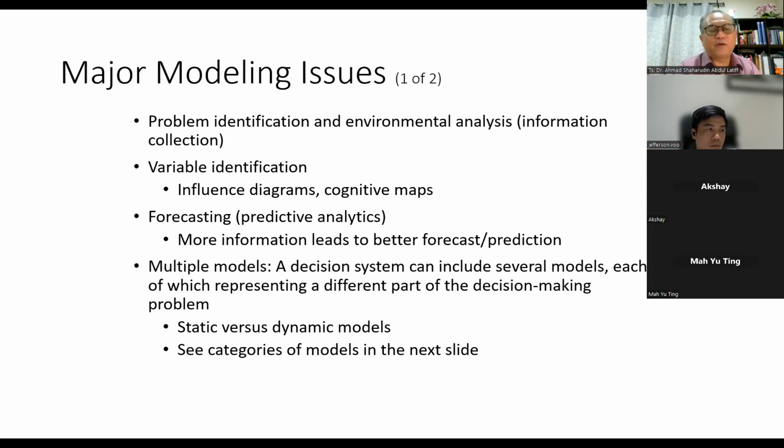And then from getting more information, you can lead to better forecasting. More information on the variables means that you can see, okay, this happened, this will happen, or there is a relationship between this variable and another variable, so you can predict. You can have several models to predict these variables. Then we call it multiple models. Each represents a different part of the decision-making problem. It can be a static model, which is fixed, or a dynamic model, which changes over time.